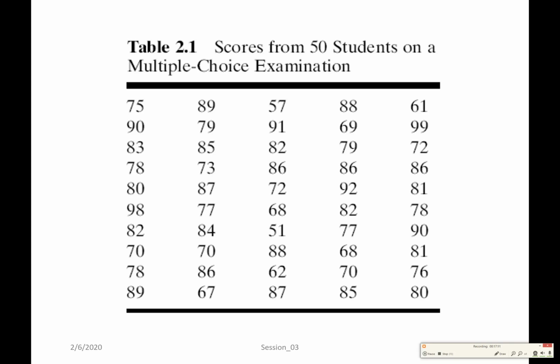So this is an example: scores from 50 students on a multiple choice exam. Let's assume we gave a multiple choice exam to 50 students, and we documented their scores. Does this make sense to you? Can you easily analyze the data scores based on this?